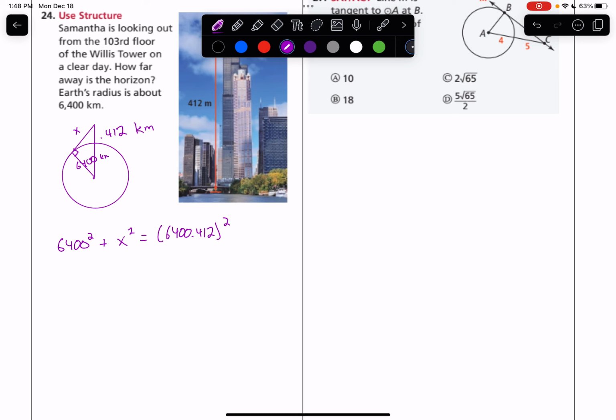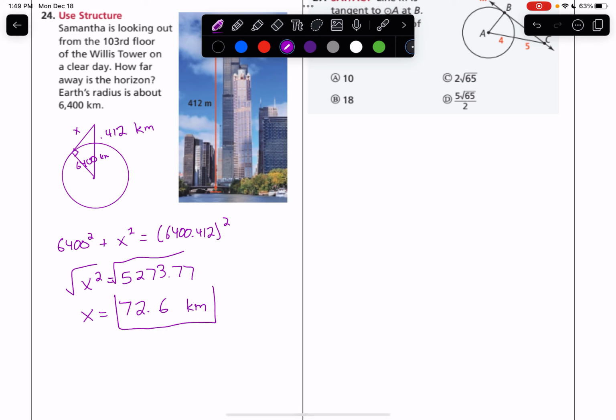So if I solve this, I find that x squared is equal to 5,273.77. If I take the square root of both sides, I find that x is equal to 72.6. 72.6 what? We did our measurements in kilometers. So 72.6 kilometers is how far you can see from the top of the Willis Tower.